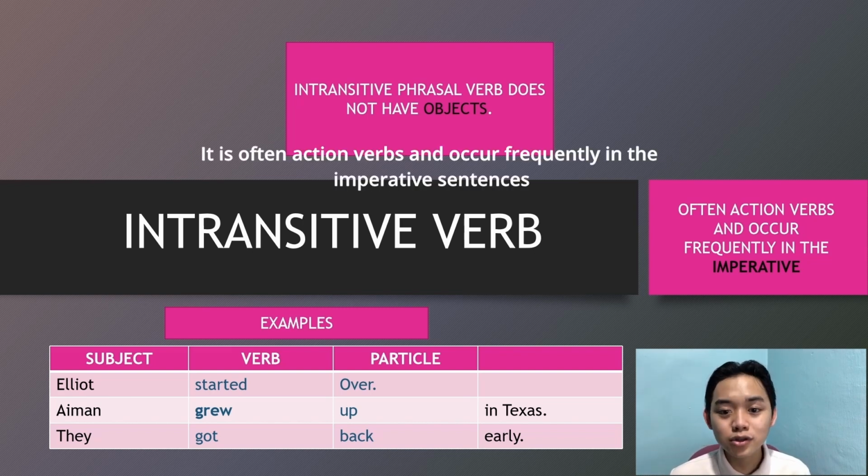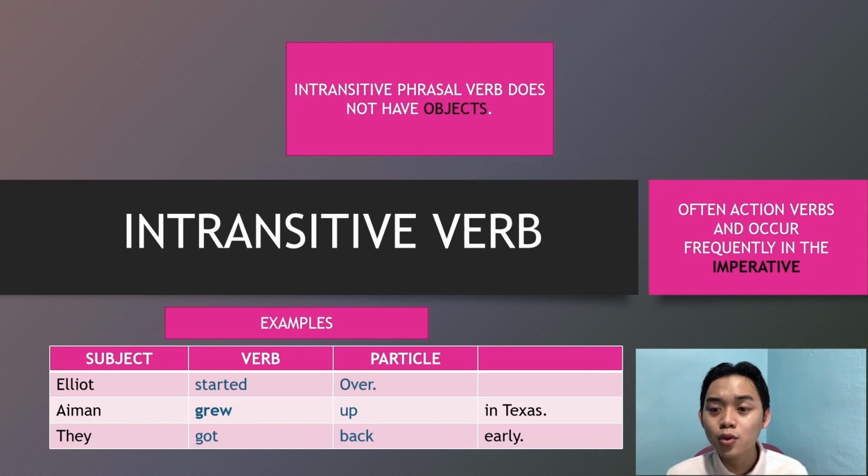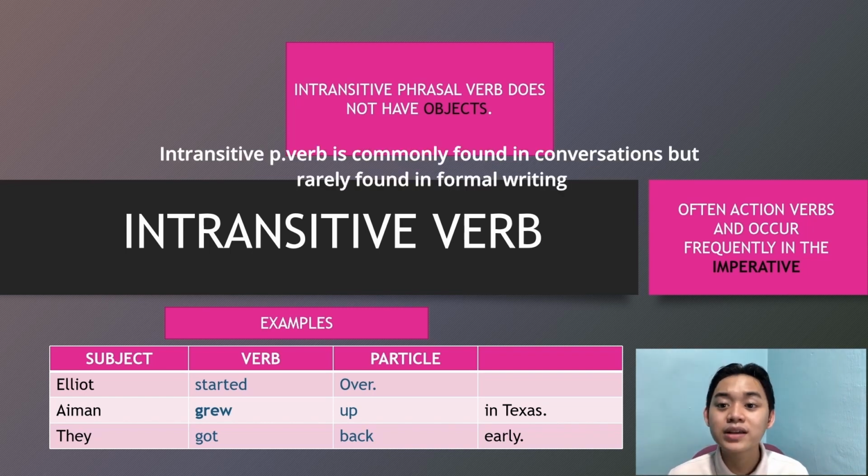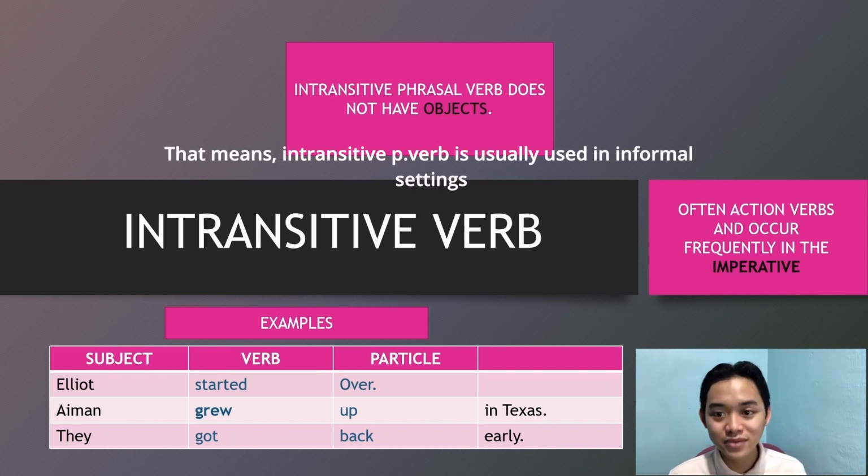So they are also often action verbs and occur frequently in imperative sentences. So why does this happen? Because usually intransitive phrasal verbs are commonly found in conversation but very rarely found in formal writing. That means intransitive phrasal verbs are usually used in informal settings.